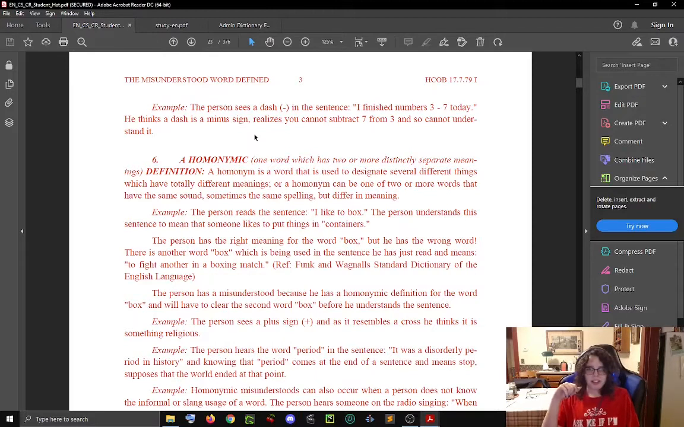Example, the person sees a dash in the sentence, "I finished numbers 3 to 7 today." He thinks a dash is a minus sign, realizes you cannot subtract 7 from 3, and so cannot understand it.